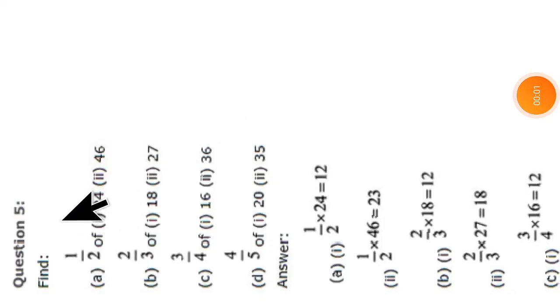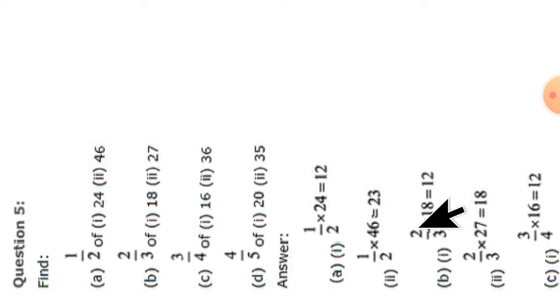Question number 5. Find 1 upon 2 of 24 and 46. Of means multiplication. So 1 upon 2 into 24 and 1 upon 2 into 46. So 1 upon 2 into 24 equals, 2 1s are 2, 2 12s are 24, so 12. 1 upon 2 into 46 means 2 1s are 2, 2 23s are 46, so 23.